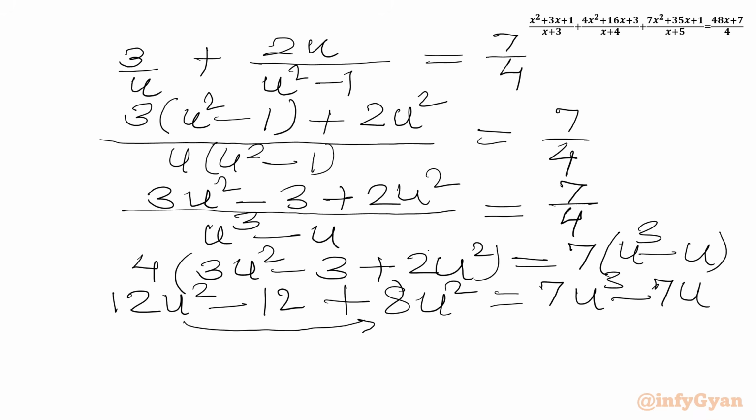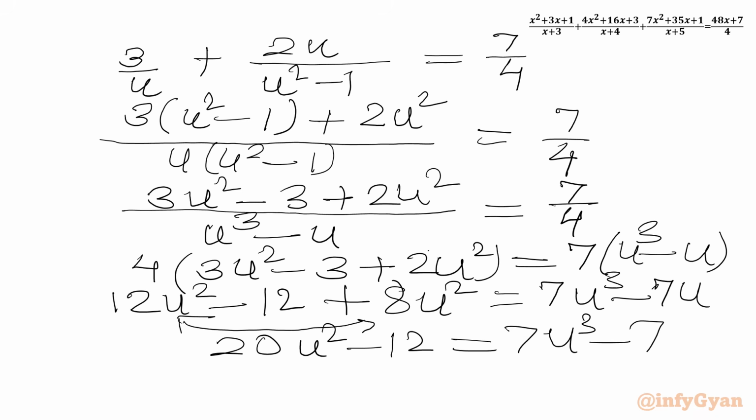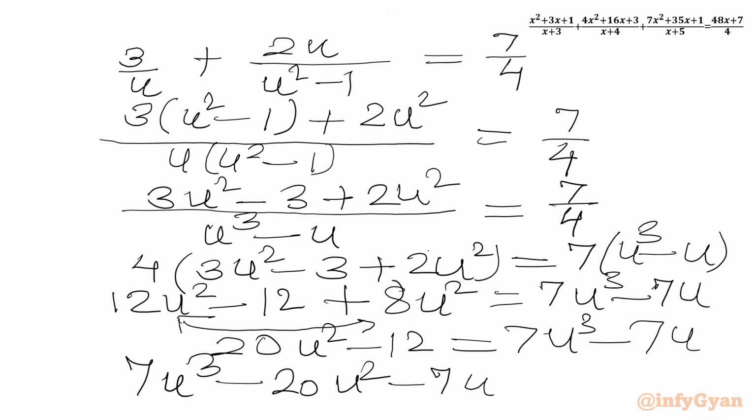12u square, 8u square, we can write 20u square. So 20u square minus 12 equal to 7u cube minus 7u. Or we'll write our cubic equation 7u cube minus 20u square minus 7u plus 12 equal to 0. This is one cubic equation.